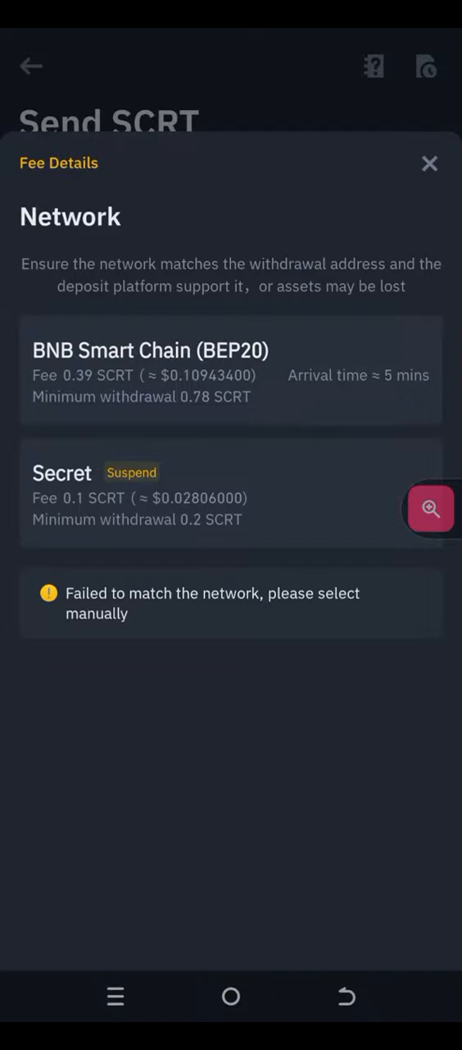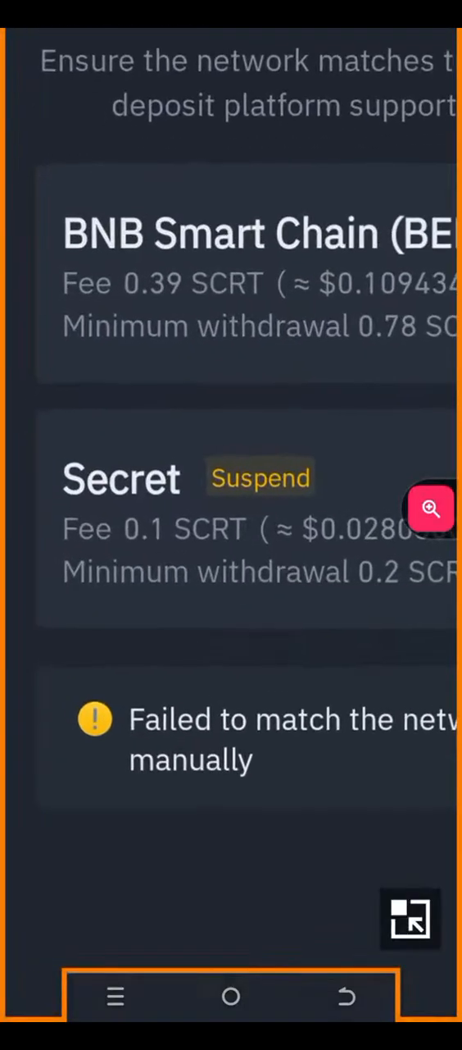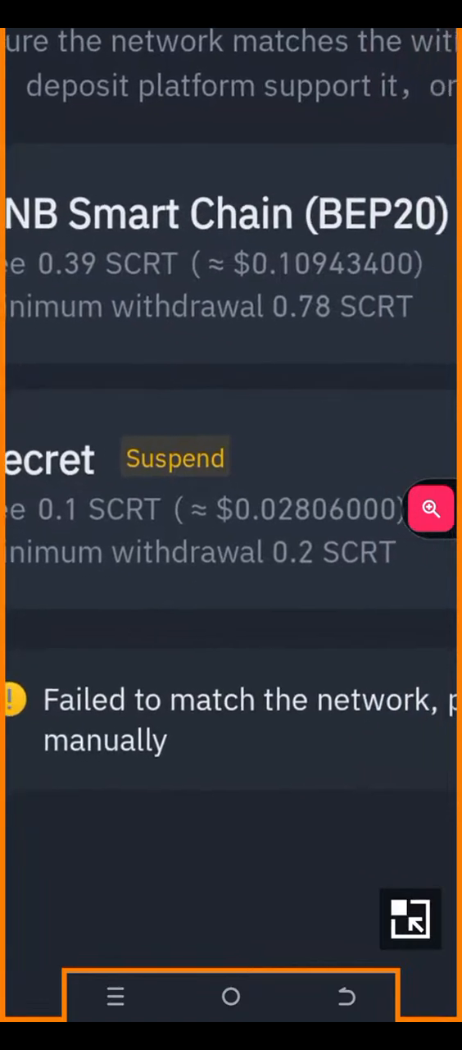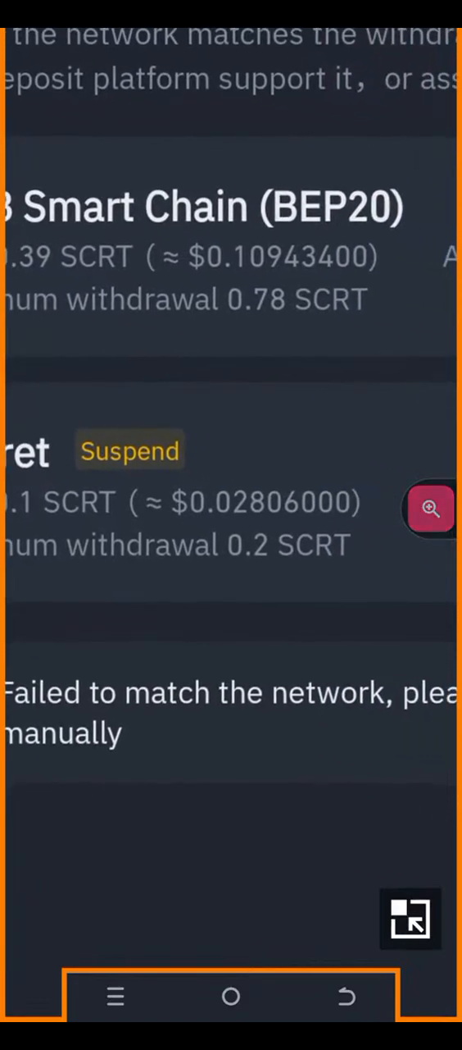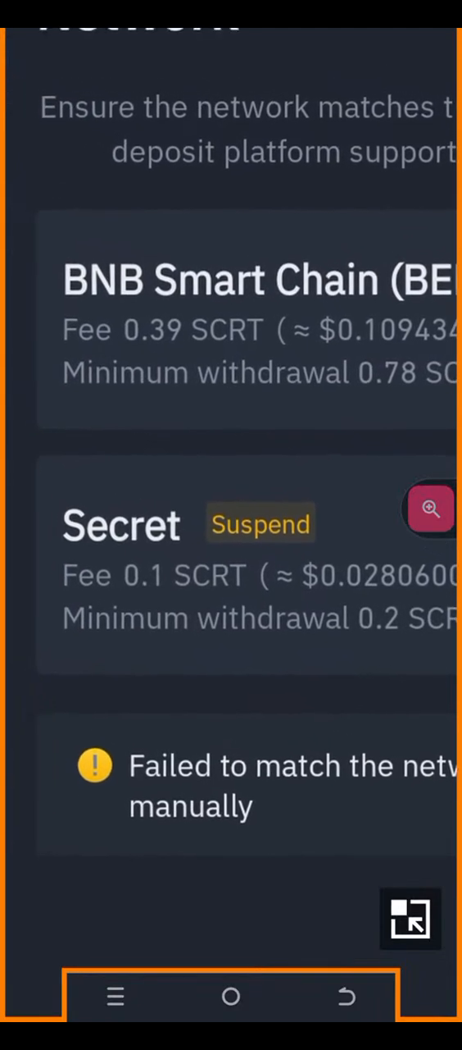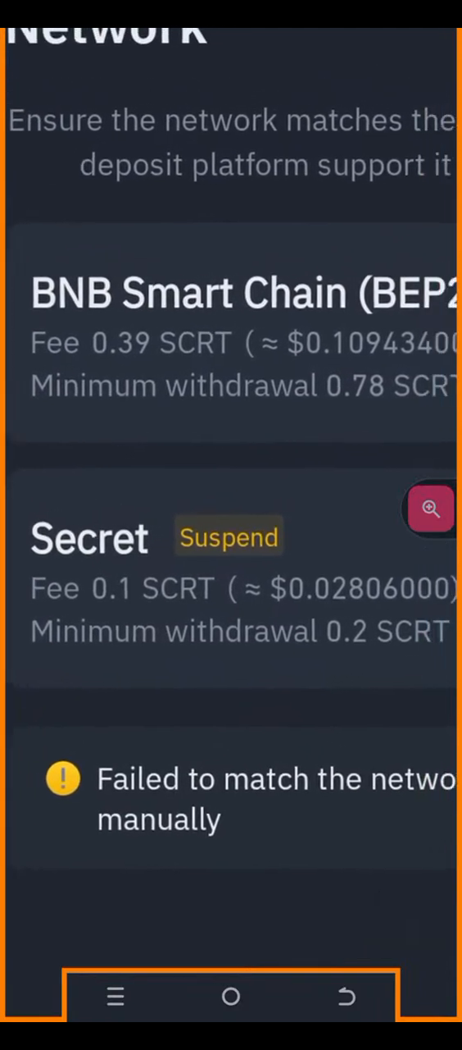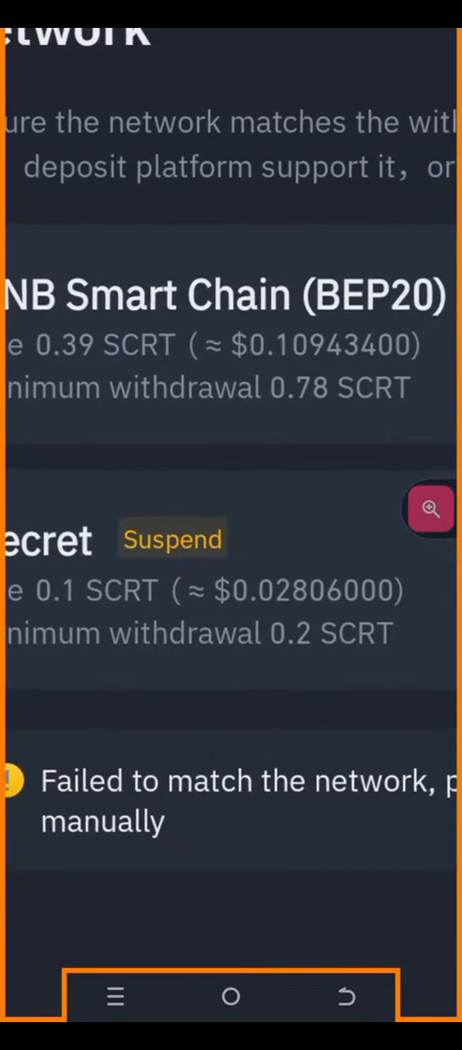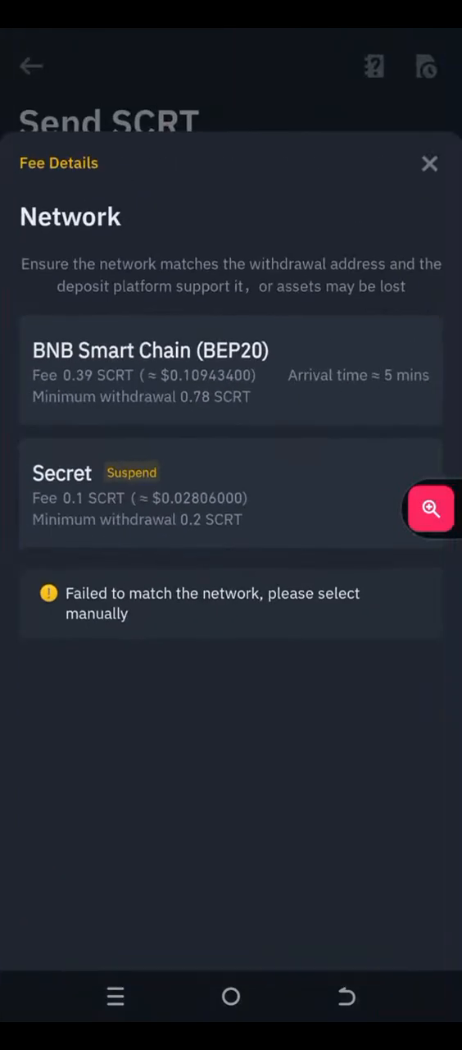So we have two networks here. We have, see, it has Secret Network, which is a very small amount to send. And there's BEP20 network. Interesting. So the BEP20 network is just about 10 cents to send, right? But meanwhile, the Secret Network is suspended.